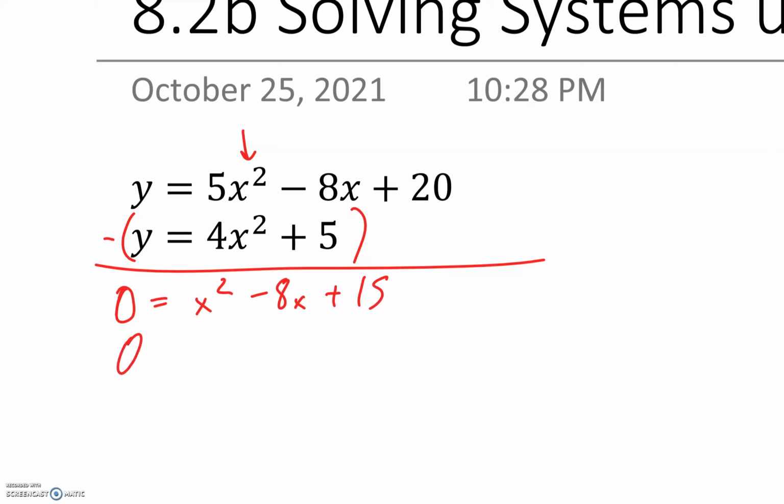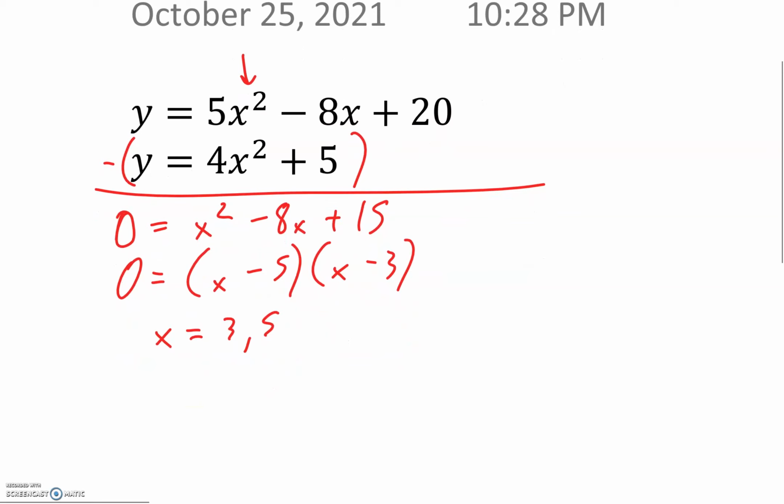From here, we can factor using the PSA method. So we have negative 5, negative 3. So product equals 15, sum equals negative 8. So now we can say that x equals 3, 5. Those are our two answers.